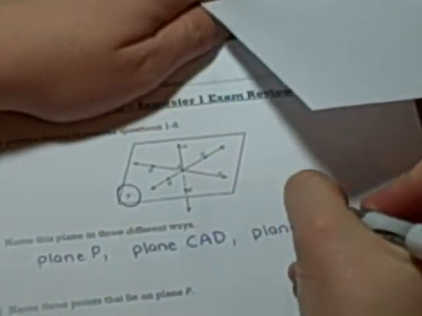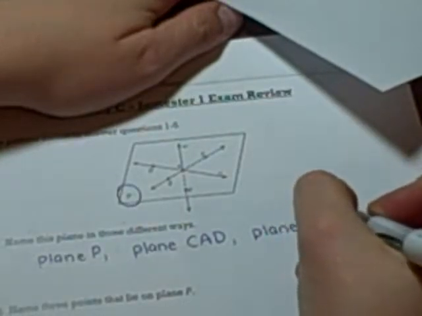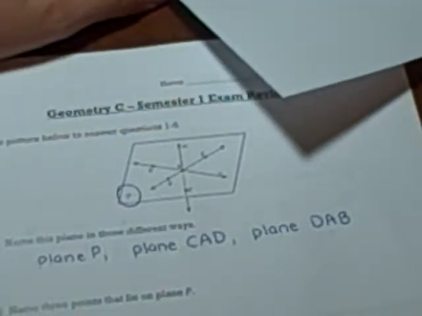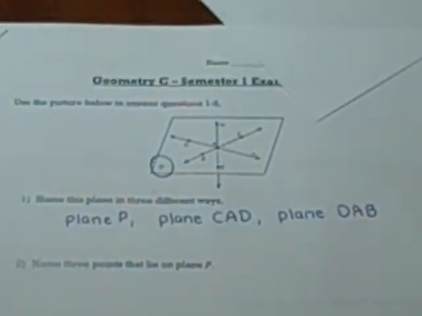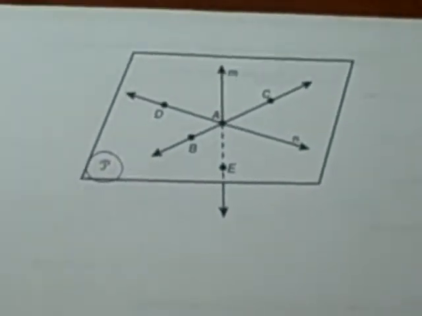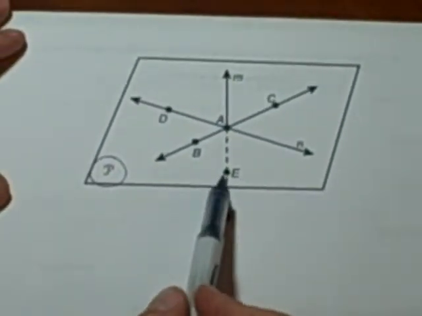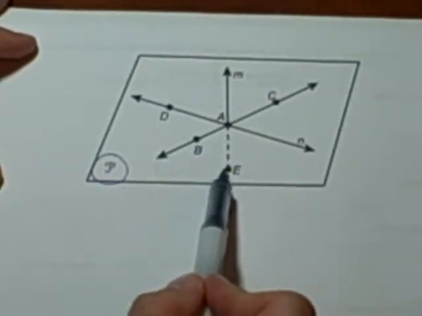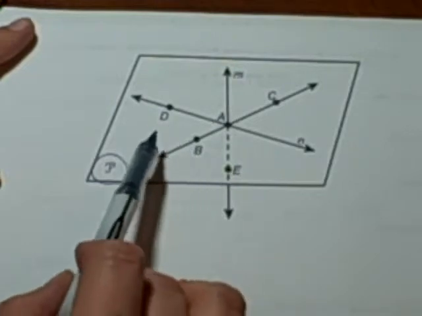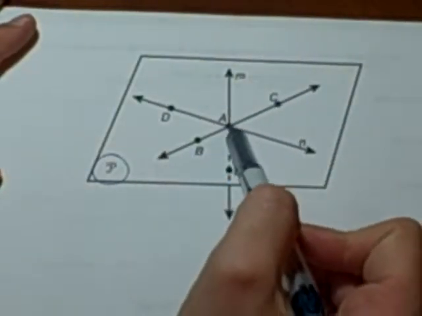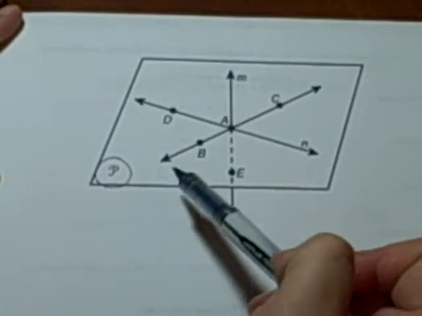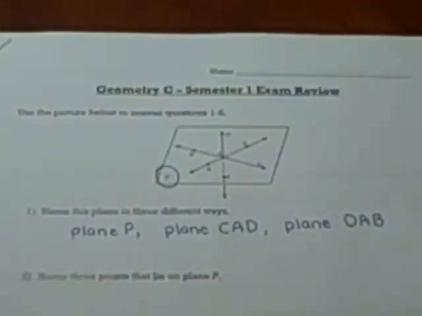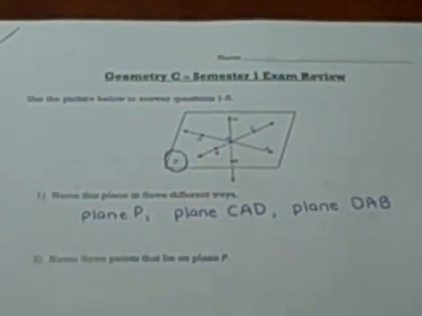And by the way, the order of those points doesn't matter. So if you had written plane ABD, that would be okay too. When you're naming a plane, the order that you name the points in does not matter. Let's see if there's any other way we could go here. I wouldn't want to use point E because point E is not on the plane. You see this dotted line shows you that that point is actually underneath the plane. And then remember, I can't use C, A, and B because those are all in a straight line. So I think those are our only options. Okay, so that does it for question number 1.